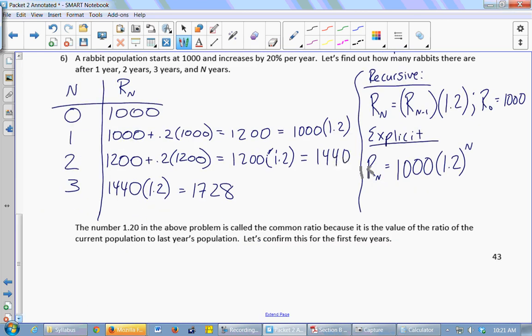The number 1.2 in the rabbit problem is called the common ratio. In the world population problem, that common ratio would have been 2, because you multiply by 2 all the time. It is the ratio of the current population to the previous year's population.